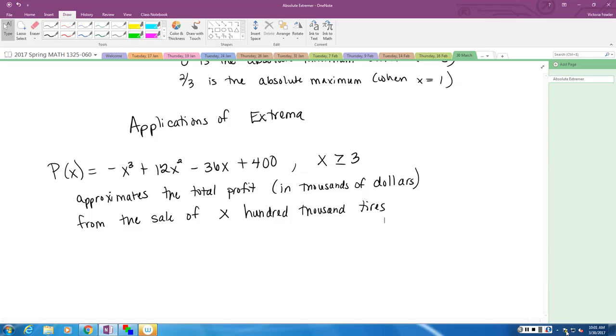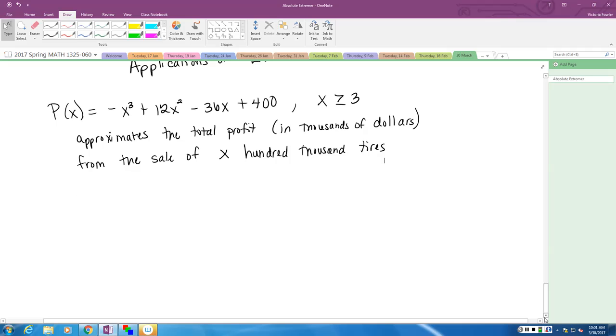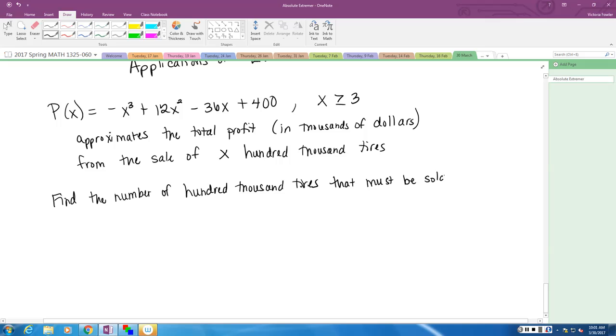Okay. So someone describe this for us. I mean, people will actually come up with these profit functions. You have the math skills to do that, but someone handed this to us, and they are asking us to use it to find the number of 100,000 tires that must be sold to maximize profit.